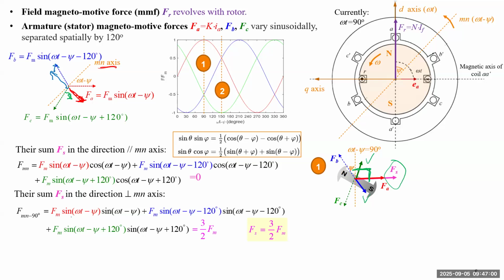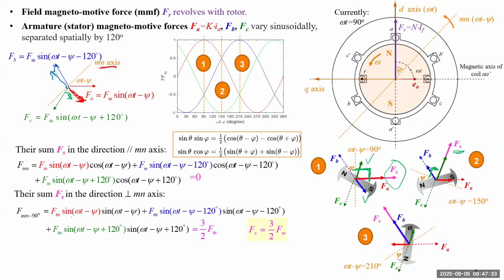For the second moment, we have the green one reaching the minimal value, and the red and the blue have positive values smaller than the maximum. The MN axis is in the direction of 150 degrees. The total will give you this FS, which is still orthogonal to the MN axis. And for the third moment, we have the blue one reaching the maximum value, and we still have the total magnetomotive force orthogonal to the MN axis.